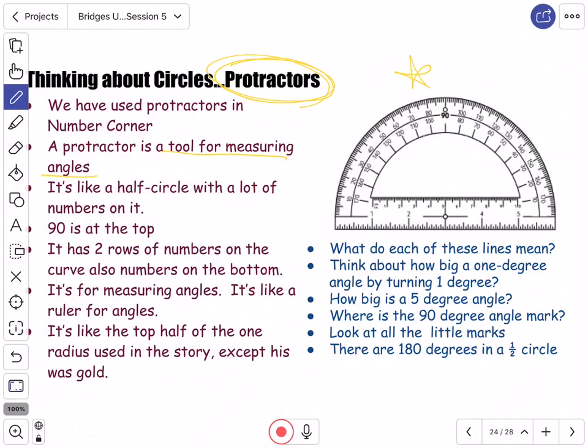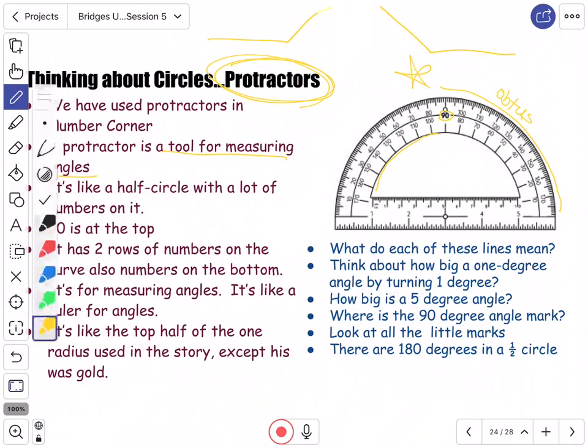All right, so this is called a protractor, this right here. And in the story that I read you, this is kind of his medallion that he was talking about. A protractor is a tool for measuring angles. And we have used these before in Number Corner, okay? So it's like a half circle with a lot of numbers on it, okay? 90 is at the top, so you'll see 90 at the top. It has 2 rows of numbers on the curves, also numbers on the bottom. So you'll see big numbers on the top, and then on this side, you'll see big numbers on the bottom.